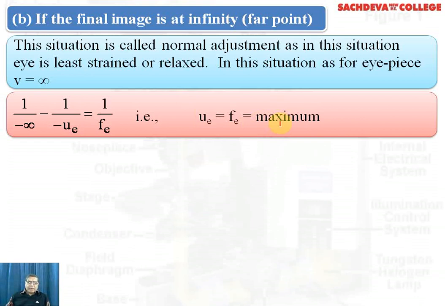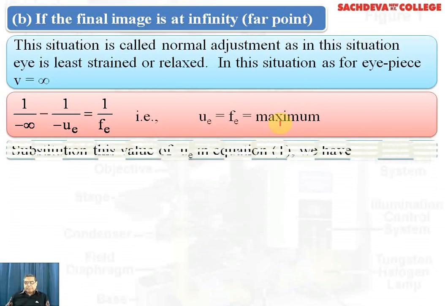Actually, when we write 1 over minus infinity, infinity is a number over 0. So 1 over minus infinity as a whole will become 0. And the second term is negative with the denominator also negative, so it will become positive. So 1 over ue will be equal to 1 over fe. And from this, we can conclude that ue must be equal to fe, and that will be maximum.